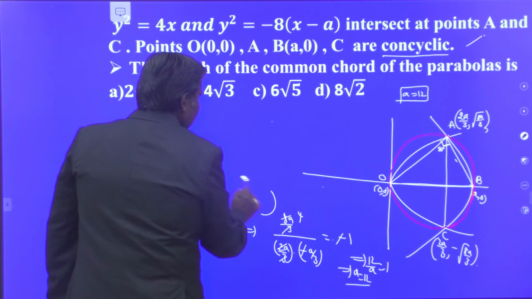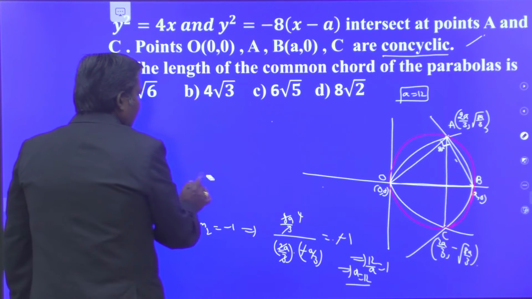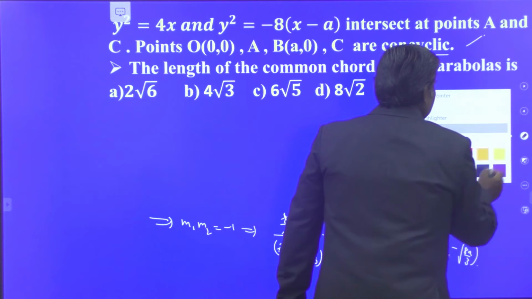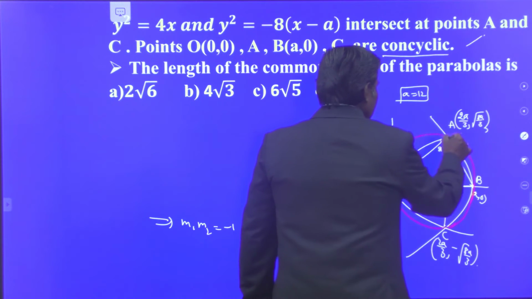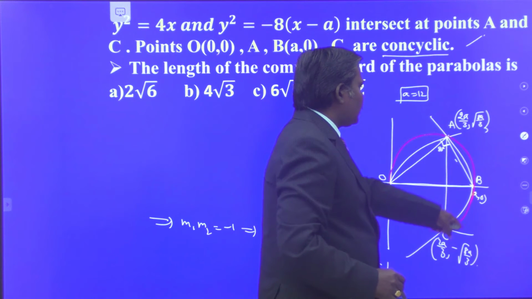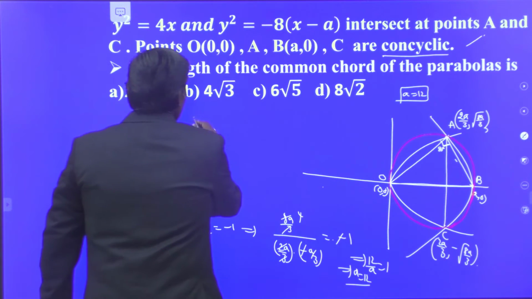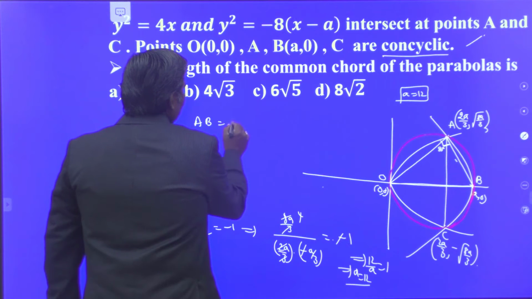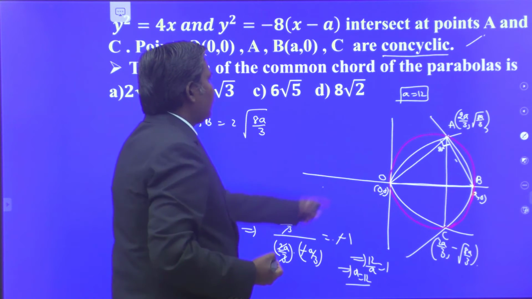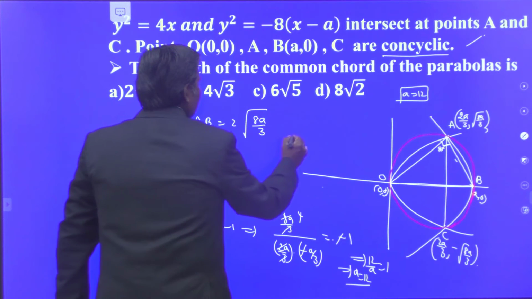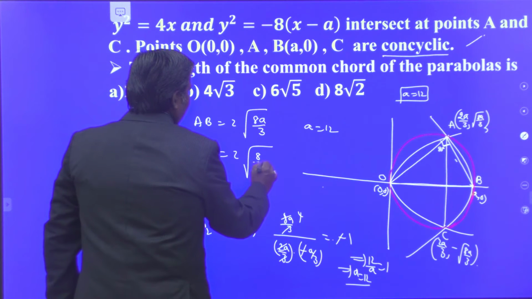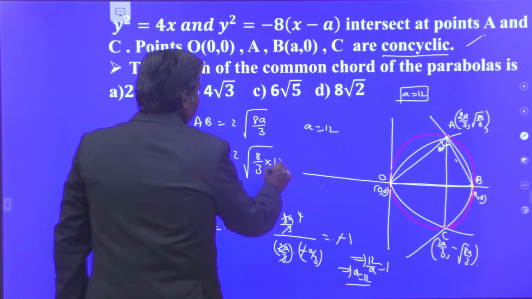When a is equal to 12, what is the length of the common chord? The length of the common chord is nothing but the distance from here to here, that is AB. So 2a by 3, 2a by 3 same, 2 times root of 8a by 3. AB is equal to 2 times root of 8a by 3. Already you know the value of a is 12. Substitute just here, 2 times root of 8 by 3 times 12.